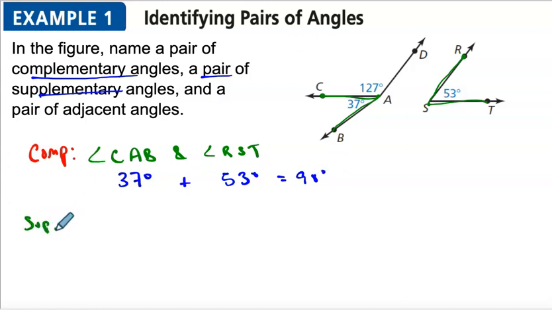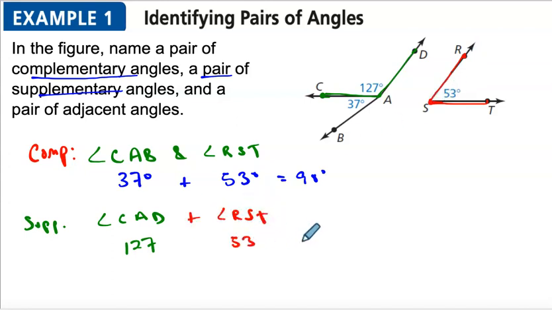The supplementary angles here: I'm going to take angle CAD, which is 127 degrees. And then I'm also going to take angle RST, which is 53 degrees, giving me a grand total of 180 degrees. Again, they don't have to be next to each other. Two separate angles, two different vertices, but as long as they sum up to 180 degrees, they are supplementary.